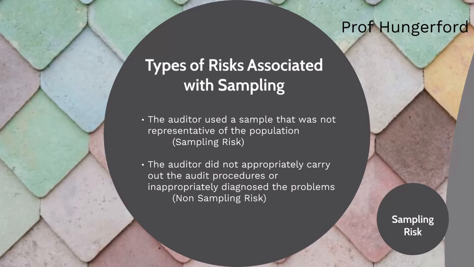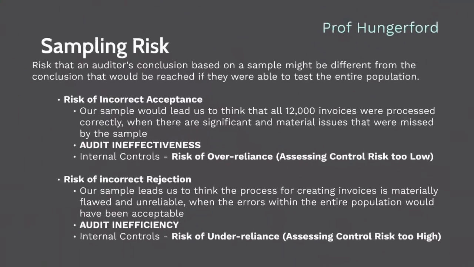Or there's a non-sampling risk where the auditor did not appropriately carry out the audit procedure or inappropriately diagnosed the problems. So let's say you don't know how to multiply out an invoice price, quantity times unit price, but maybe there was a unit of measure in there that you were confused on, so you wound up making a bad assumption based on that risk. That would be kind of the auditor's fault, or a non-sampling risk. The sample was good, I just didn't do a good job at it. So let's look at sampling risk a little bit further though.